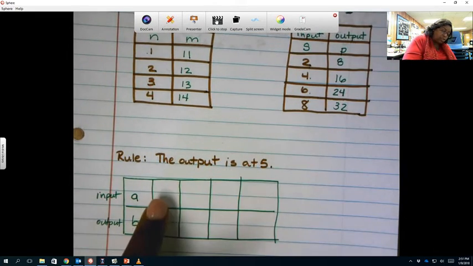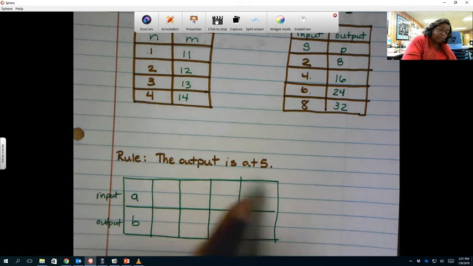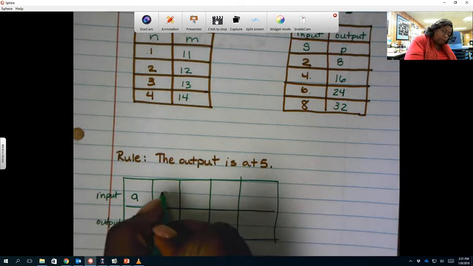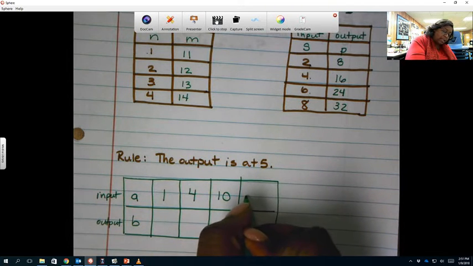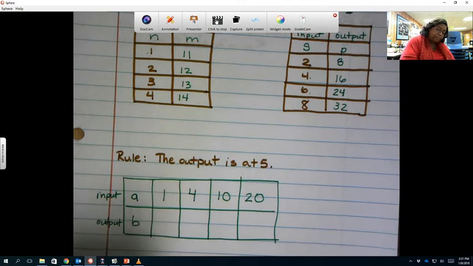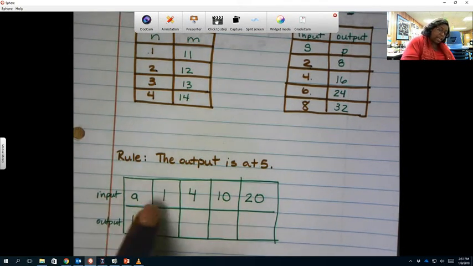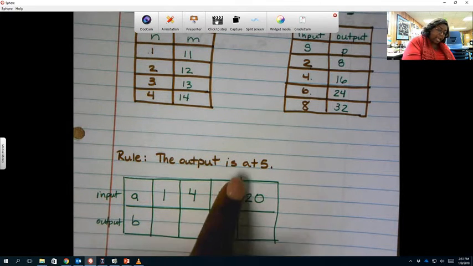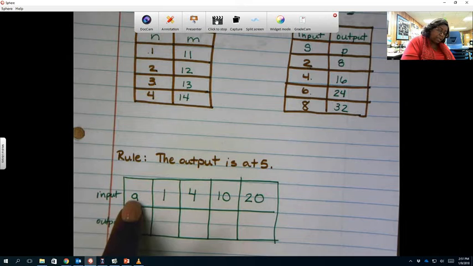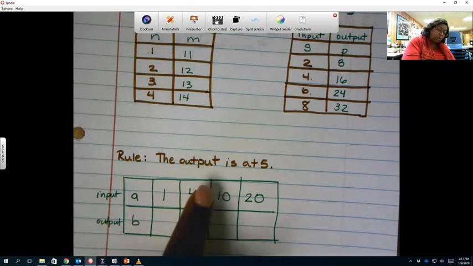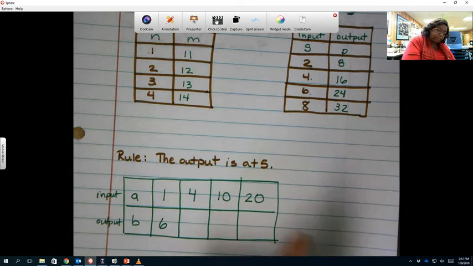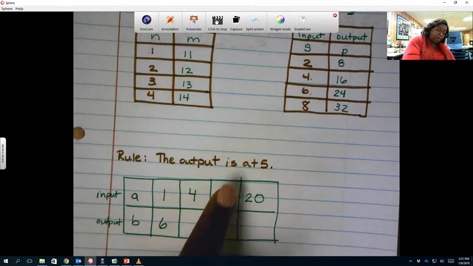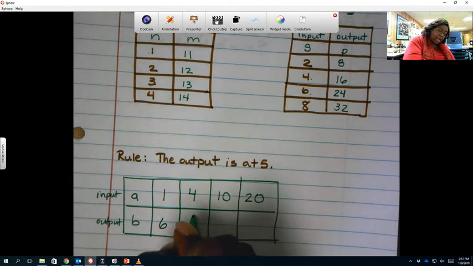Then I can choose whatever amounts I want to go in my input. So I'll choose 1, 4, 10, and 20. Then I will just use the rule to find my output. A plus 5. So I'm replacing the letter A with the number 1. 1 plus 5 is 6. Now I'm going to replace the A with the 4. 4 plus 5 equals 9.